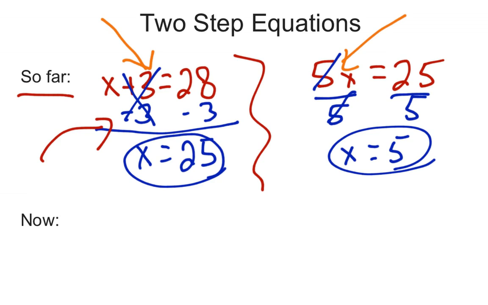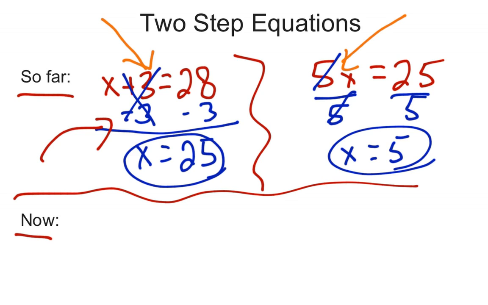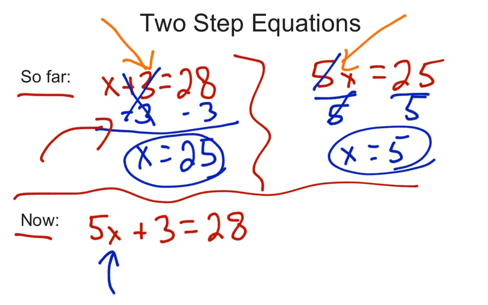Well, in today's lesson, we're going to be combining these two problems. Rather than just having one thing to get rid of, now there's going to be two things to get rid of. So here we go. Now we're going to have something like this. If I combine these two problems, you're going to see something like 5x plus 3 equals 28. There are two things that we have to get rid of here, because remember our goal is to get the variable, in this case the x, all by itself on that side of the equation. If I put my dotted line down here, that tells me I still have to get rid of this plus 3, and I have to get rid of the times 5.